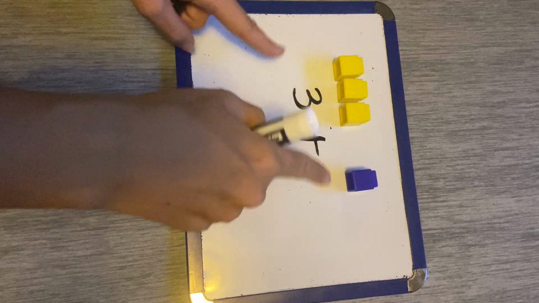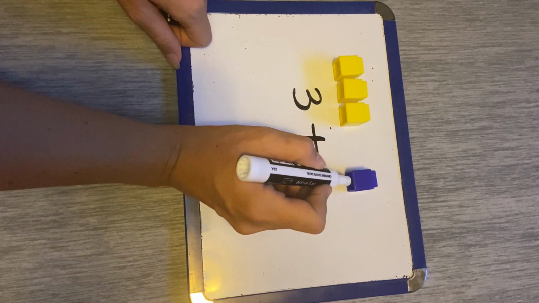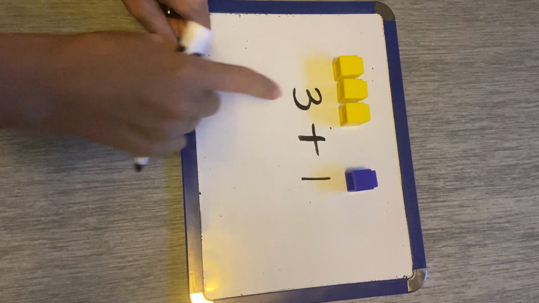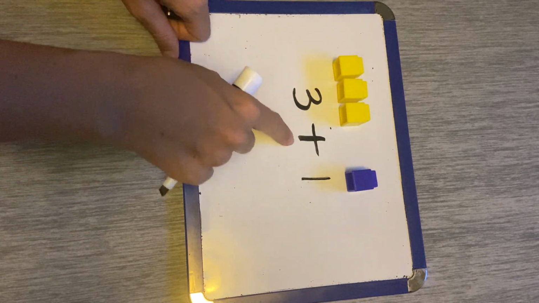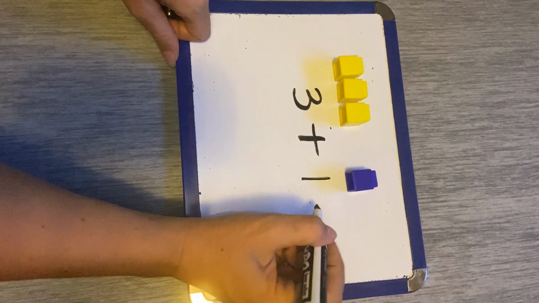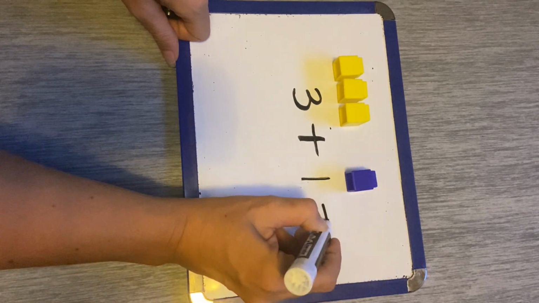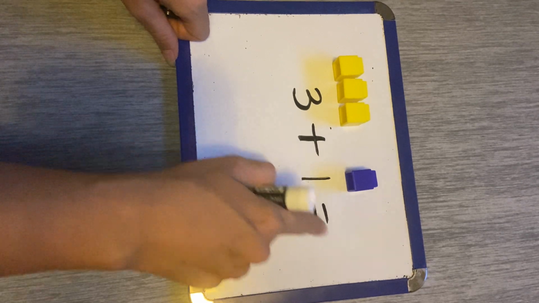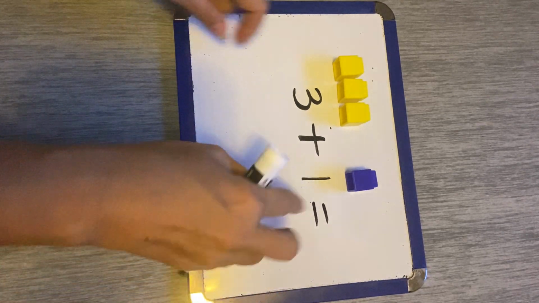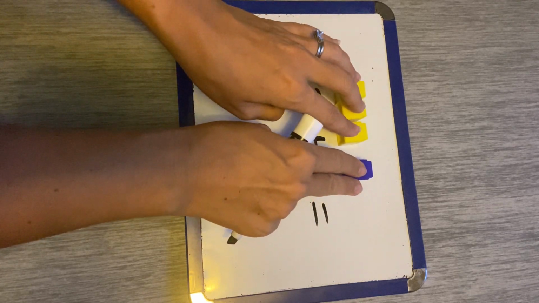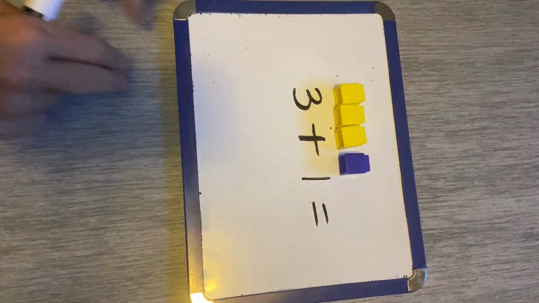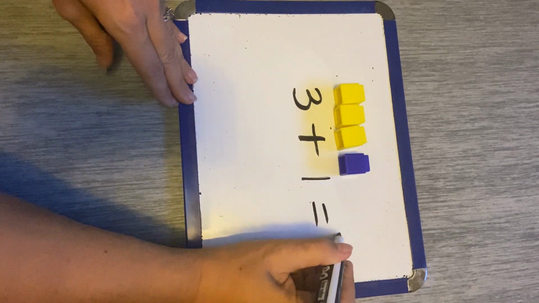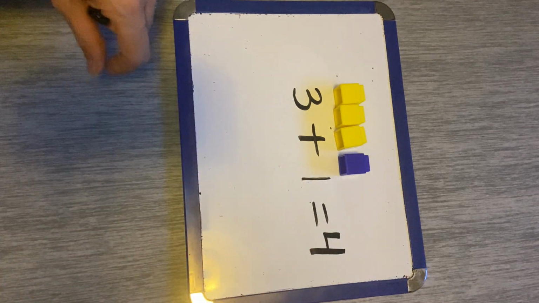That means we're going to join two sets. In this other set, how many do I have? 1. Okay, so far our number sentence is 3 plus 1. And then before we write the sum or the answer, what is this called? Equals. And we know after the equals is when we put the sum. So let's join them together, slide them together. And 3 plus 1 equals 1, 2, 3, 4. Our answer is 4. Very good.